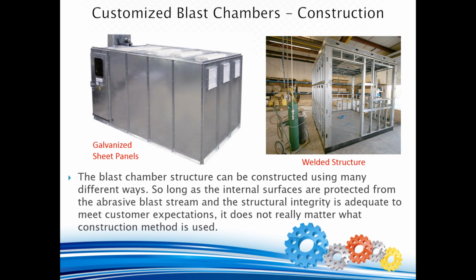The blast chamber structure can be constructed in many different ways. So long as the internal surfaces are protected from the abrasive blast stream and the structural integrity is adequate to meet customer expectations, it does not really matter what construction method is used. On the left, we have a chamber structure made by assembly of standard galvanized steel sheets, while on the right, we have a chamber made by welding of structural elements, followed by welding of sheets to the structural members to form walls and ceilings.